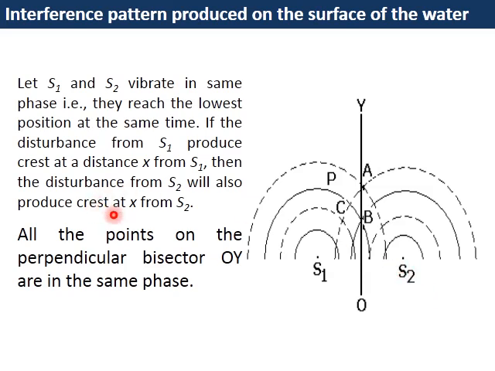Now all the points on the perpendicular bisector OY are in the same phase. All the points equidistant from S1 and S2 lie on this perpendicular bisector. That means all the points lying on this perpendicular bisector are in the same phase. This is very important to understand. We will be considering these conditions in the following slides.